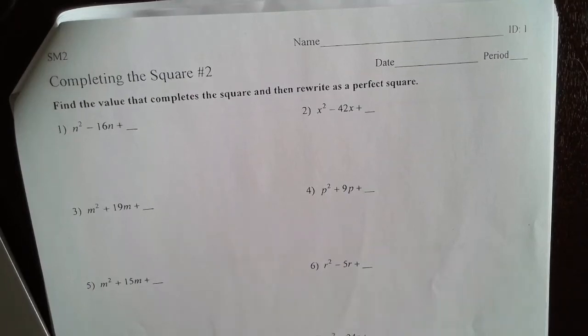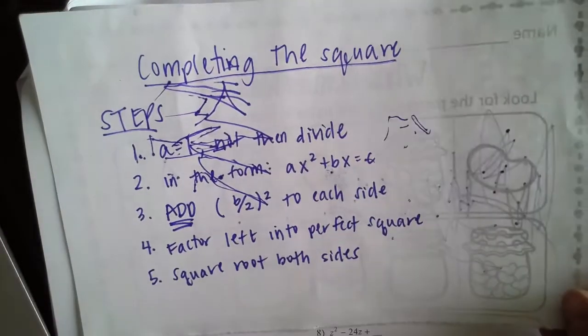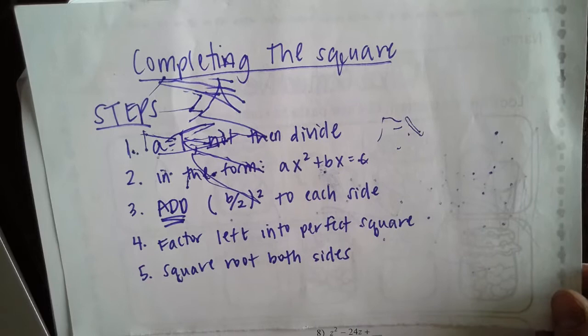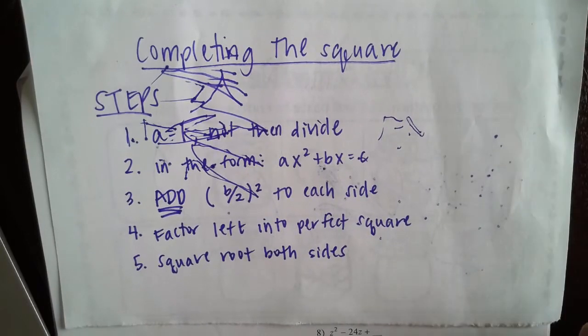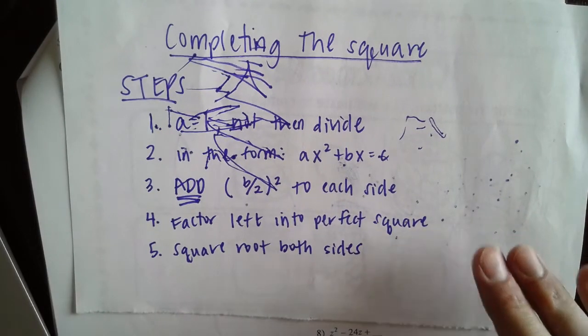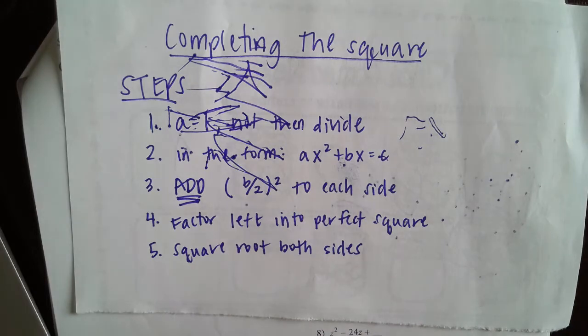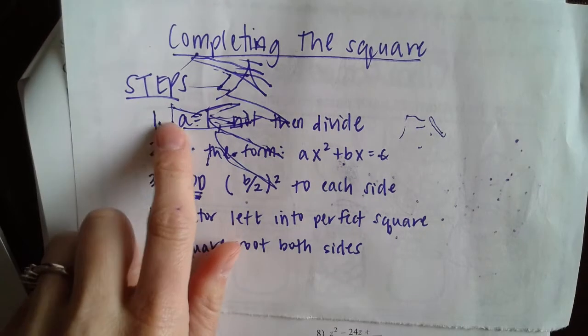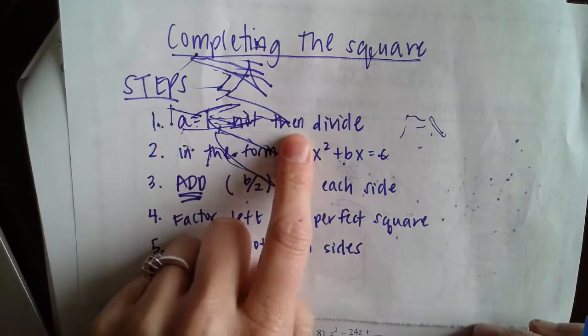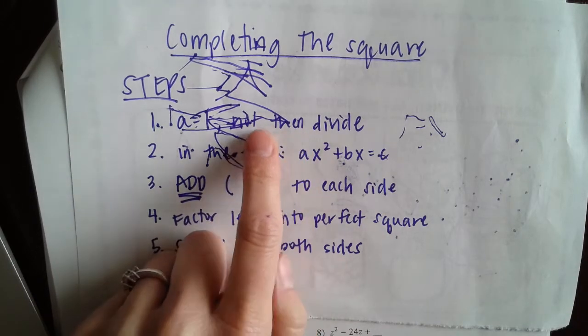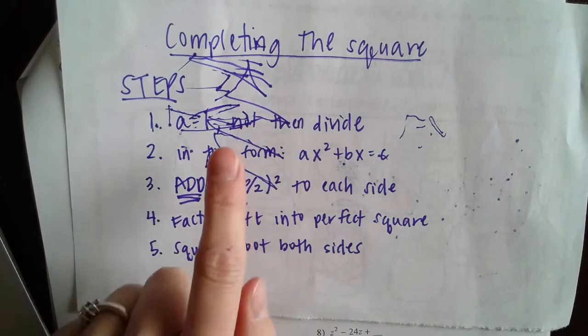Hi guys. So I just wanted to remind you about your steps for completing the square. My little boy got to my steps that I had written out, so they kind of looked messed up, so I'm really sorry. Okay, so the first step is if a is not equal to 1, then you're going to divide. And I don't think you have any of these today, so you don't have to worry about that.